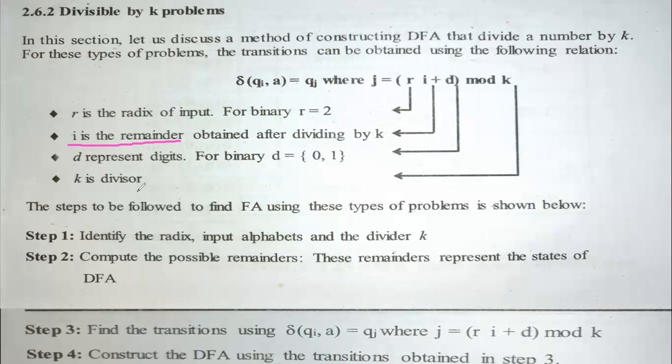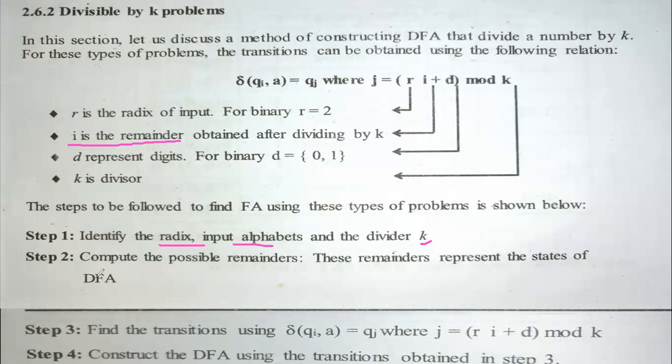Now we'll see what the steps involved are. The steps to be followed to find the DFA, or finite automata, for this type of problem are shown below. The first one: identify the radix R, the input alphabet, and the divisor K. So these are all things we can identify based on the question. Using the information available in the question, we can find K, the input alphabet D, and the radix. Three things we already know: 1, 2, 3. Then I we need to find.